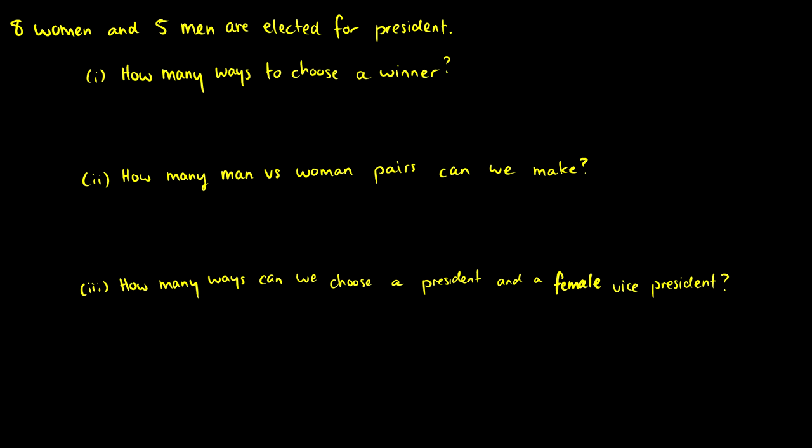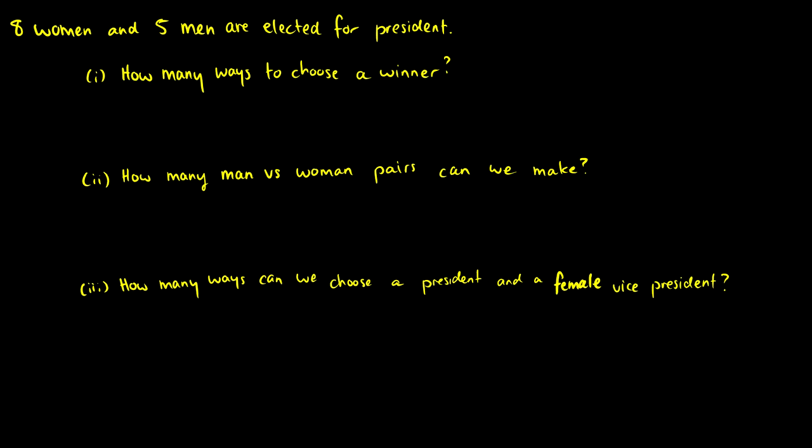In this video, we'll do some practice problems related to the rule of product and rule of sum. So for the first question, we have 8 women and 5 men who are running for president. So they're all going to run for president. How many ways are there to choose a winner, or a president?